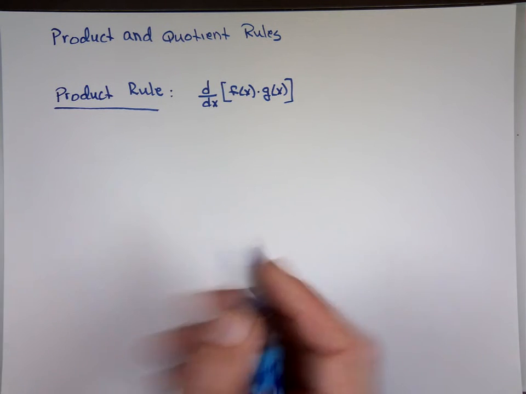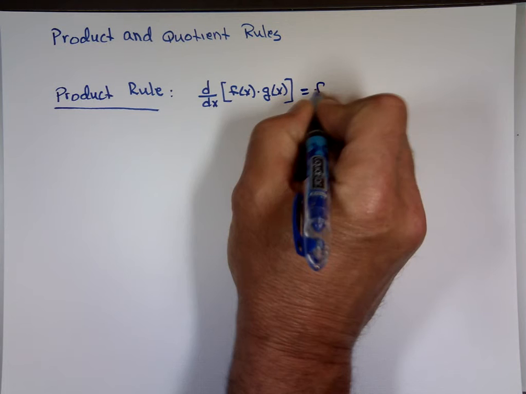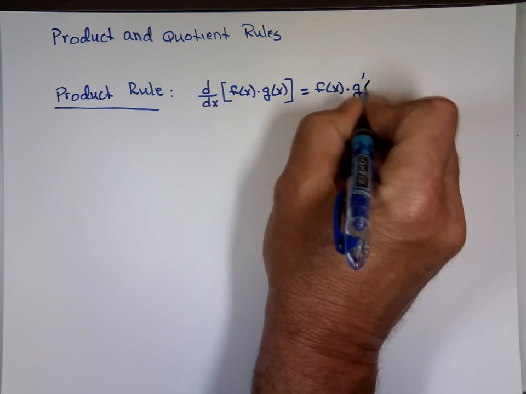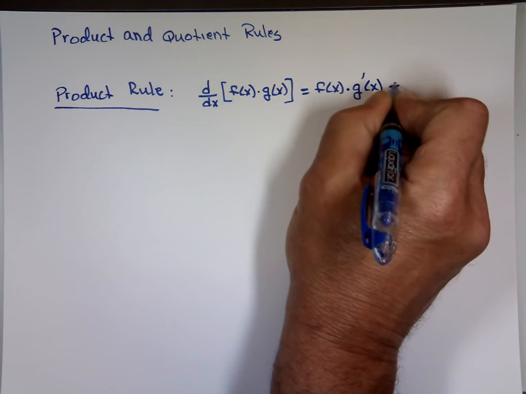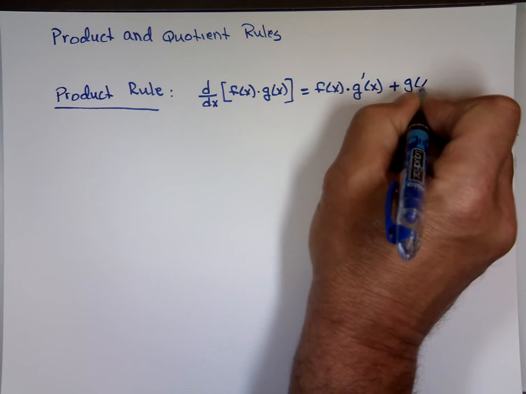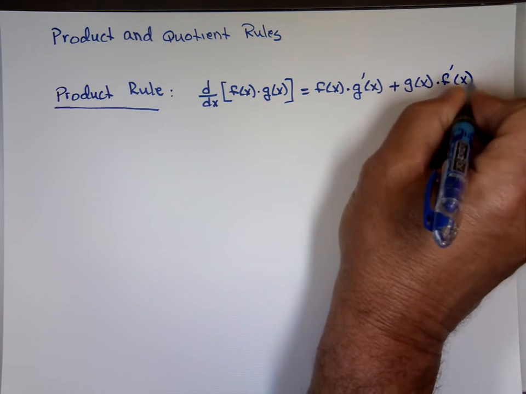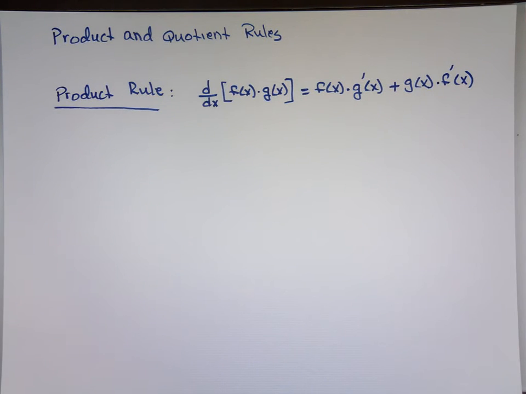It is equal to the first times the derivative of the second plus the second times the derivative of the first. That's called the product rule. That's another one you want to memorize when you're taking the derivative.